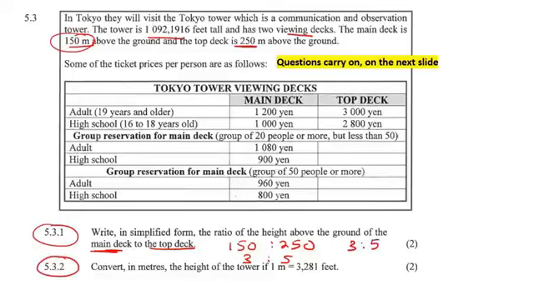This question says, convert in meters the height of the tower if 1 meter is equal to 3,281 feet. Okay, so let's see what they're saying here. Convert the height of the tower. Oh, okay, so the tower was here. It was given in feet. So that's going to be 1092,1916 feet. Okay, now we know that 1 meter is the same as 3,281 feet.